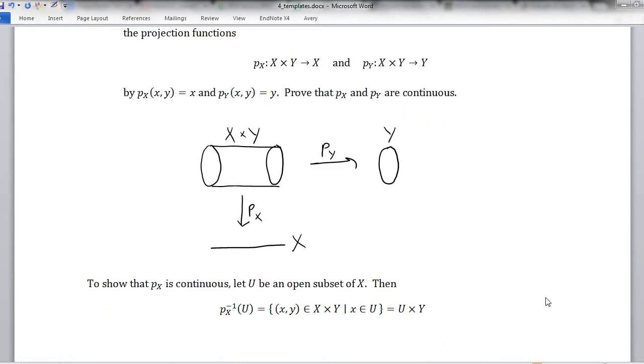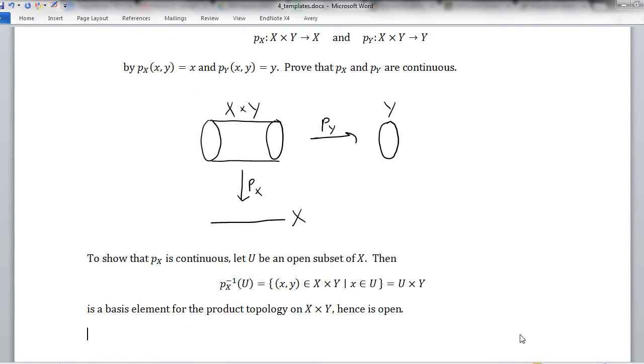Okay, well I want that to be open, but it is, right? That's not just open, it's a basis element for the product topology on X times Y. Hence it is open. This is a basis element because U is open in X and Y is open in Y, and that's how you get basis elements for the product topology. So we've shown that p sub X is continuous. We took any open subset of X and showed that its preimage has to be open. Okay. Well, to finish off, we can just say that the argument for p sub Y is analogous. Just change things around a little bit. Same ideas.